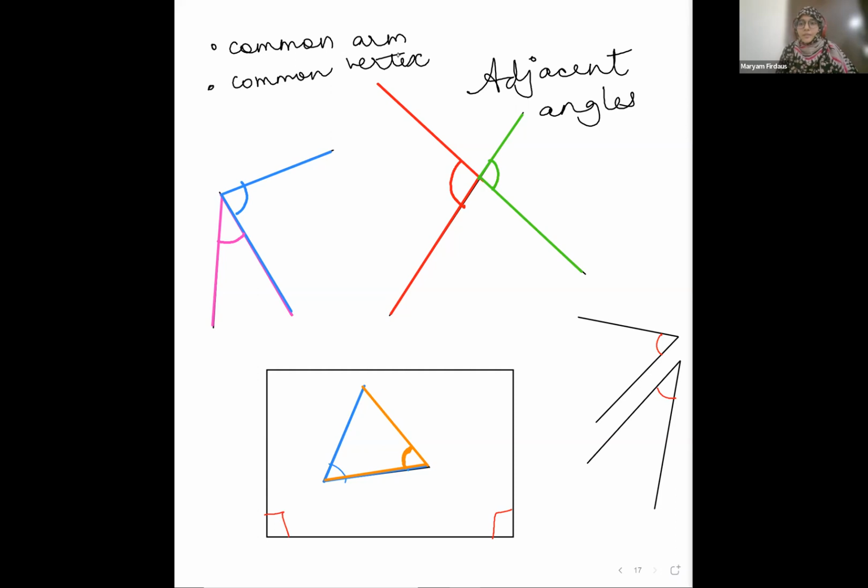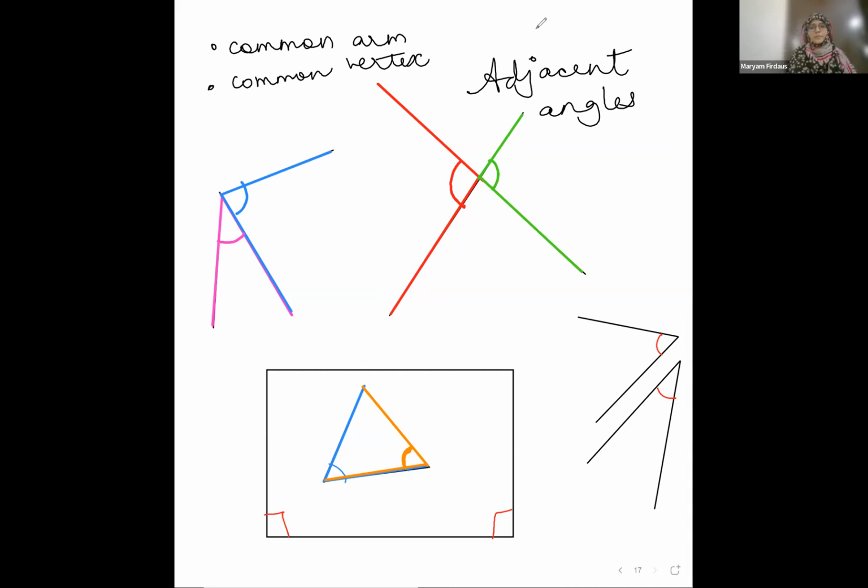And if you take a look at the steering wheel, these three angles are all adjacent angles to each other. Why? Because let's talk about any two of those angles. They have a common arm and a common vertex. What do I mean by arm? This is called an arm of an angle, and this is called the vertex of an angle. The point where it is making the angle is called the vertex, and this is called the arm. So in the steering wheel, they are adjacent angles because they're sharing a common vertex and a common arm.